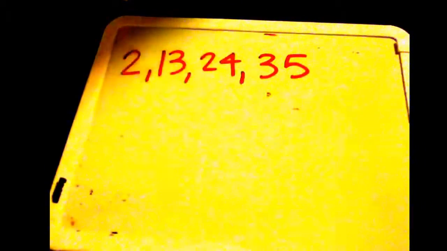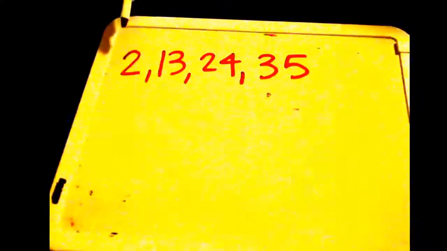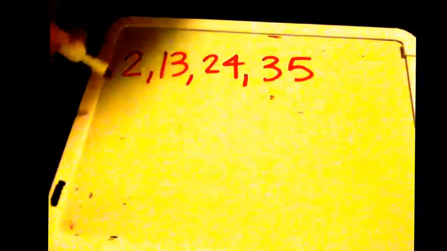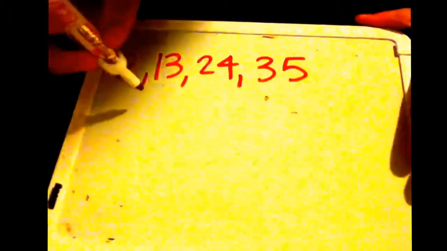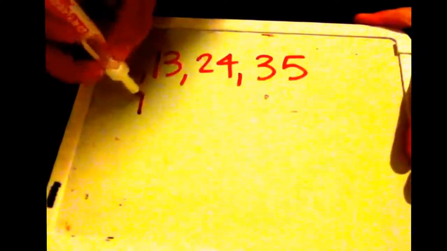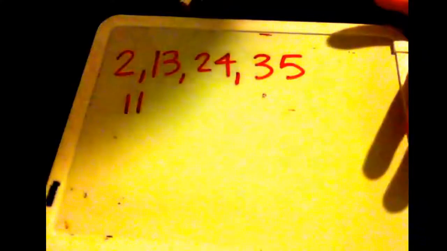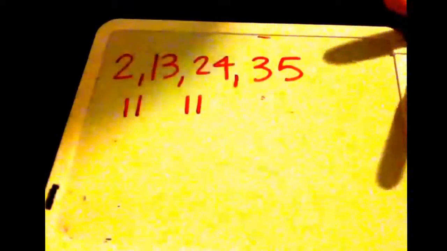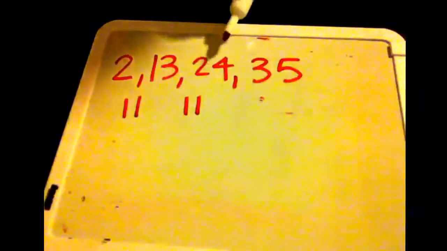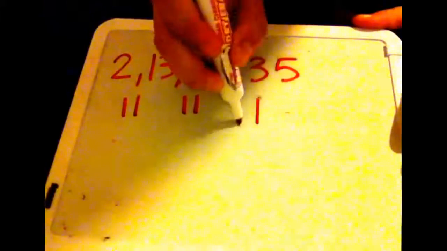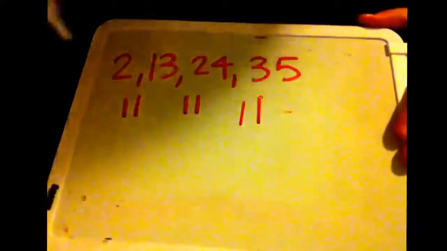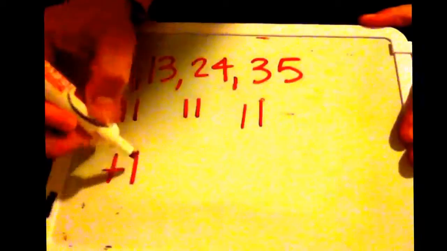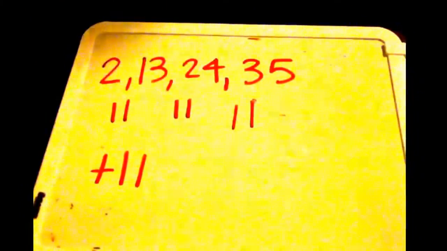Now, to find out this pattern, we just need to find out what we're counting by. So if we subtract 2 from 13, that'll give us 11. And then if we subtract 13 from 24, that also gives us 11. And if we subtract 24 from 35, that gives us 11. So this pattern is we are adding 11. So we're increasing our pattern by 11. And that is an example of an arithmetic pattern.